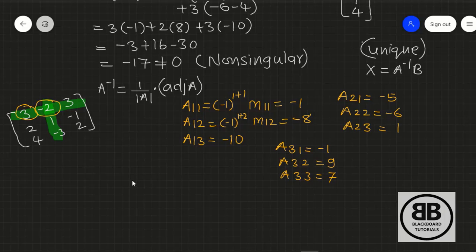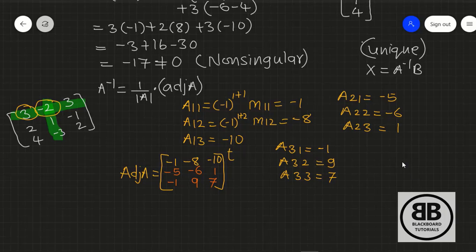Okay, but we need to find adjoint of A. Adjoint of A is what? It is the transpose of cofactor matrix. First of all, we will write cofactors. It is minus 1, A11, A12 will be minus 8, A13 will be minus 10. Then A21 will be minus 5, A22 will be minus 6, A23 is 1, and A31 is minus 1, 9 and 7.